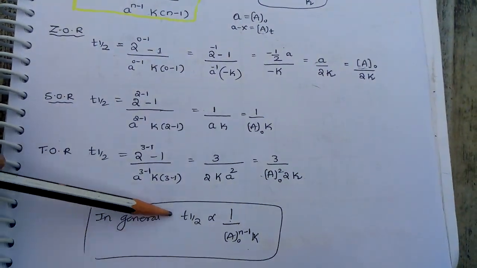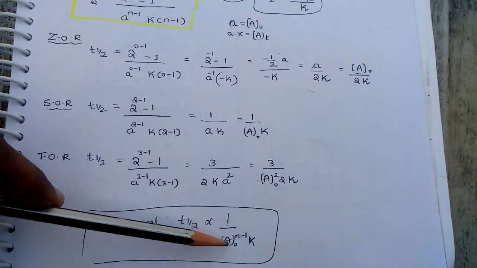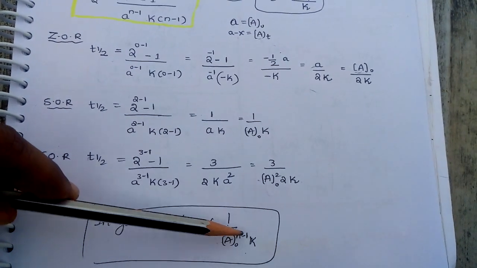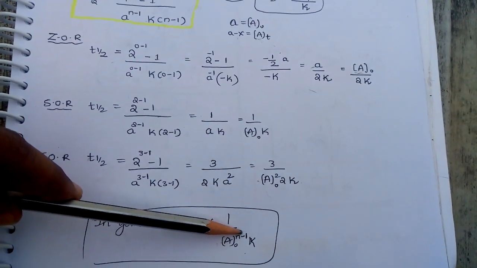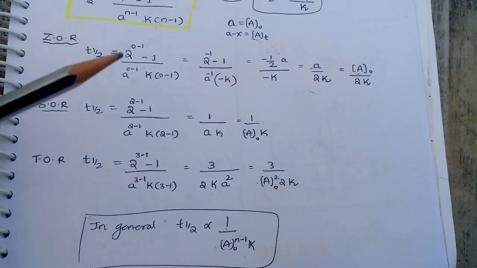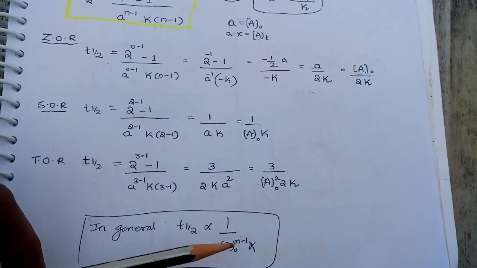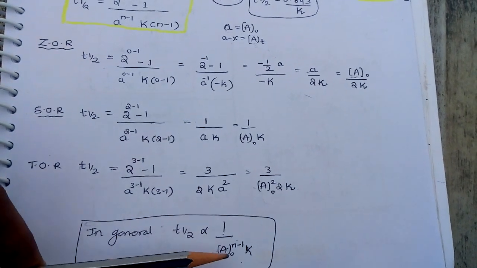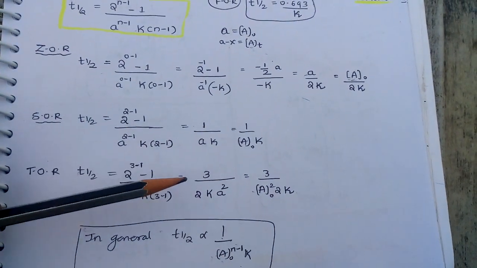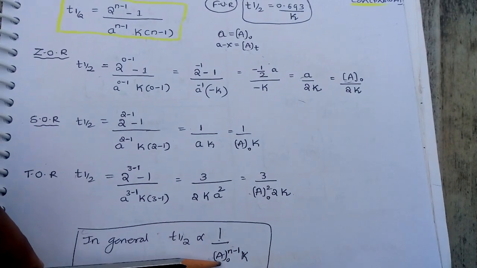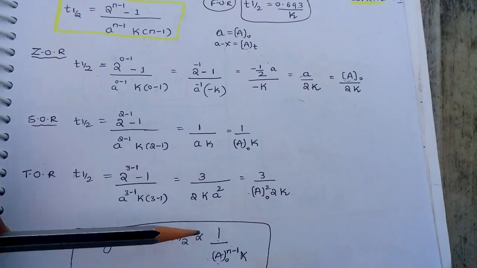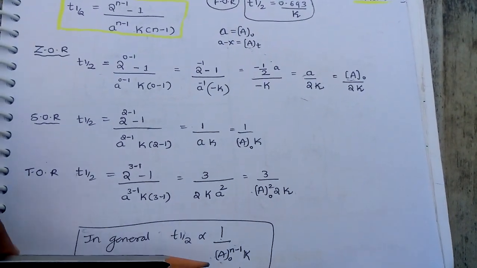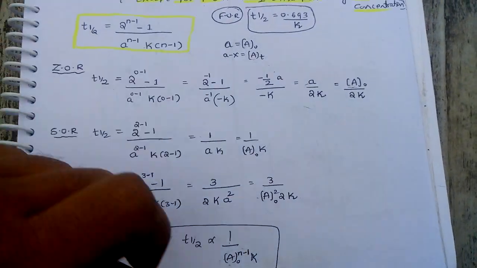In general, T half is inversely proportional to initial concentration to the power n minus 1. For example, for a second order reaction, T half is inversely proportional to A naught. For a third order reaction, T half is inversely proportional to A naught to the power square. For a fourth order reaction, A naught to the power cube.